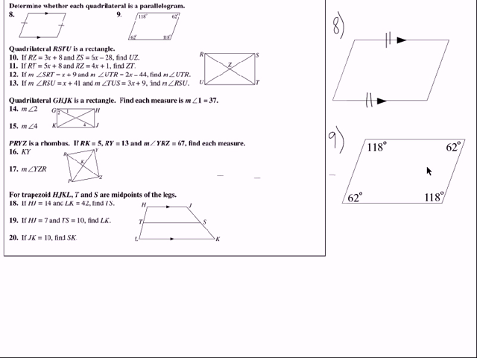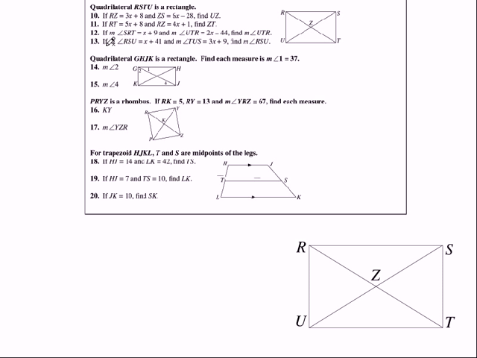All right. You could also do this. You could say that the consecutive interior angles are supplementary. If the consecutive interior angles are supplementary, then it's a parallelogram as well. So a couple ways that you could look at this and decide if it's a parallelogram. So no work, you just have to understand the rules for parallelograms.